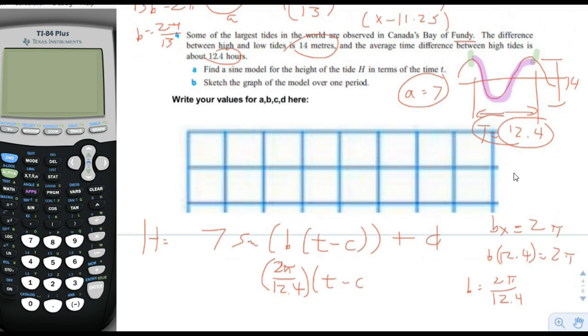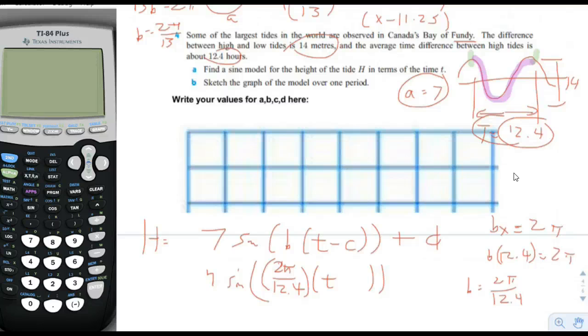And then C, we can't really figure out because they didn't give us that information. So it's 7 sine 2 pi over 12.4 times t minus c, and plus d. We can't figure out plus d either because d depends on some relative tide height, and they never told us that. So we don't know D, we don't know C, so we're left with that.